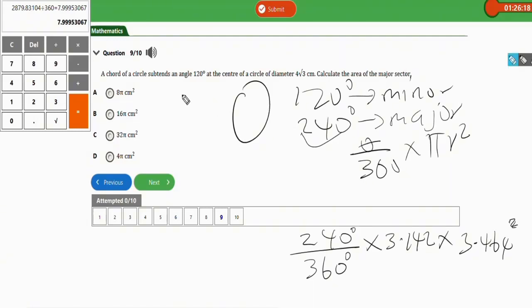Don't forget what I said, that in a question when you are given the diameter without the radius, to get the radius it will be diameter divided by 2. This will give you the radius. Just like in this case we divided 4√3 by 2 and got the radius.